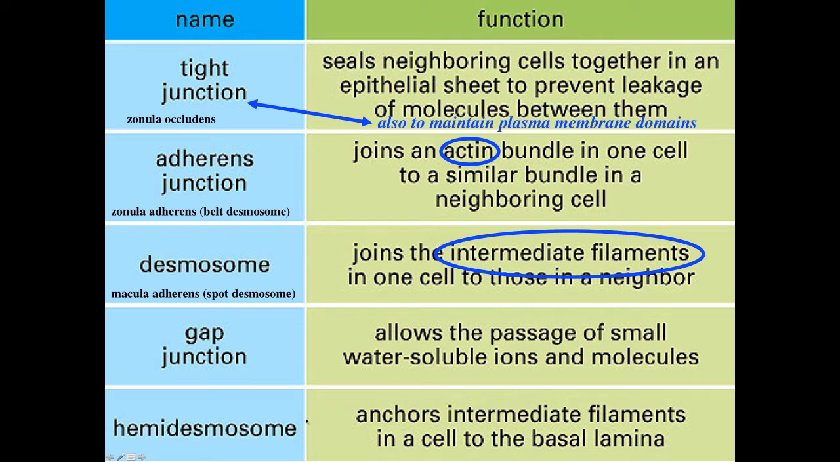And we'll talk about hemi-desmosomes. These are junctions in a sense that they're structures. They're not really junctions because they don't bind cell to cell, but they bind cell to the basal lamina. So they function by attaching intermediate filament proteins through the membrane onto proteins in the basal lamina.